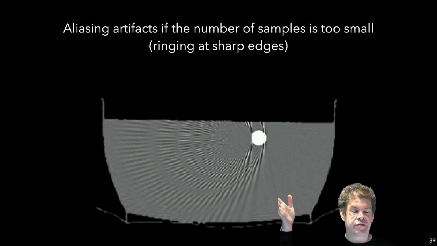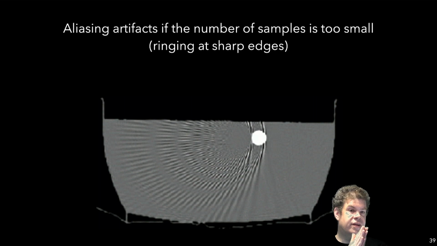angles, then you get what's called ringing artifacts, right? You see how things are okay in the center, and then they get bigger and bigger towards the outside.